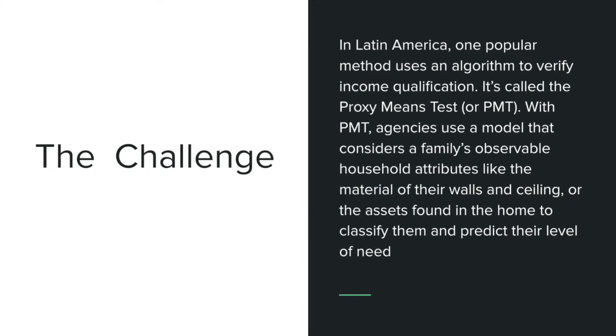In Latin America, one popular method uses an algorithm to verify income qualification. It's called the proxy means test, also PMT. With PMT, agencies use a model that considers a family's observable household attributes, like the material of their walls and ceiling or the assets found in the home, to classify them and predict their level of need.